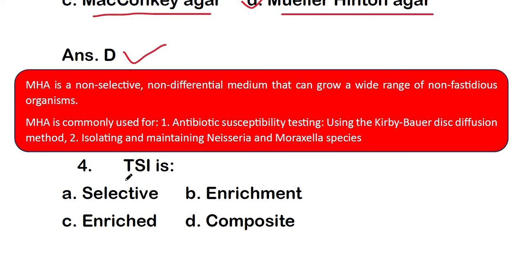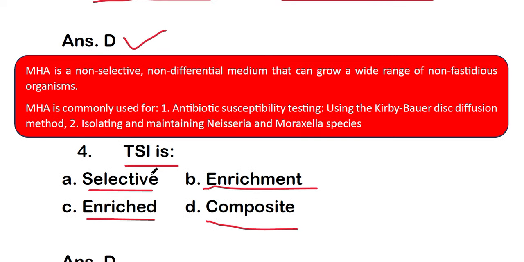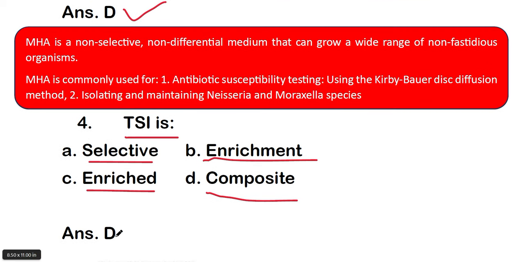Next is TSI is option A, selective media, or option B, enrichment media, option C, enriched media, or option D, composite media. So which one is right about this TSI or triple sugar iron agar or media? So the right answer is option D, that is composite. So TSI is a composite media.